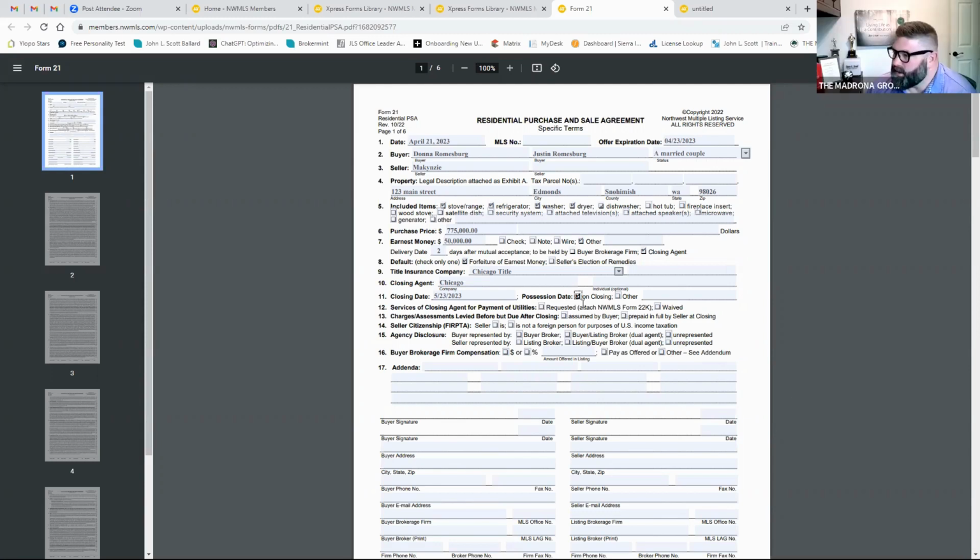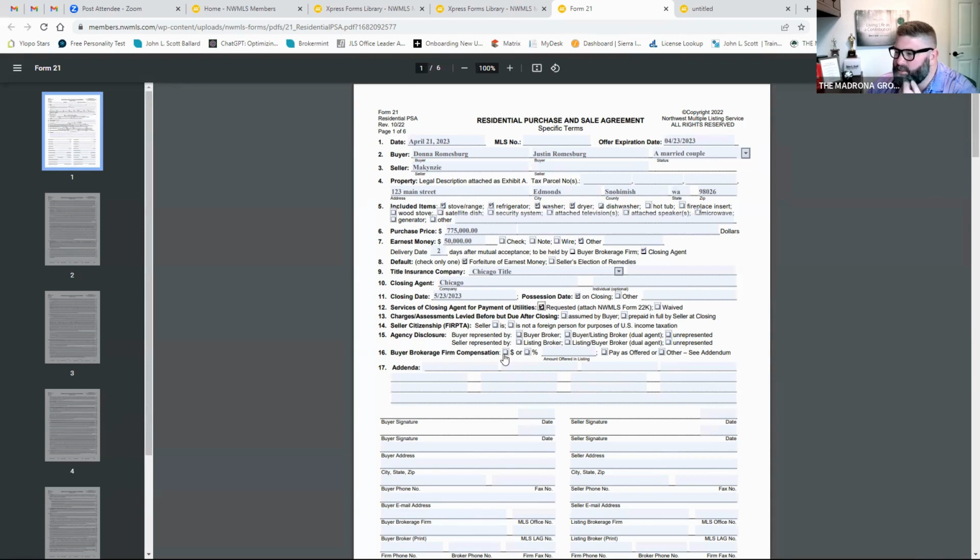So perfect. We're going to go on to closing there. So again, services closing by agent for payment of utilities requested. I don't know why you'd waive it unless you're just representing a builder and they don't care. Their whole plan is just to demo it. But I would still want to know who the utilities are.